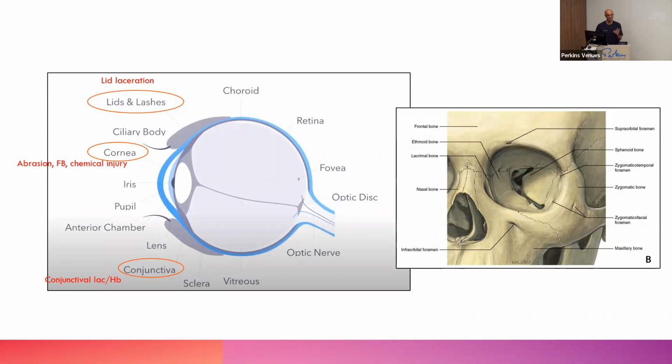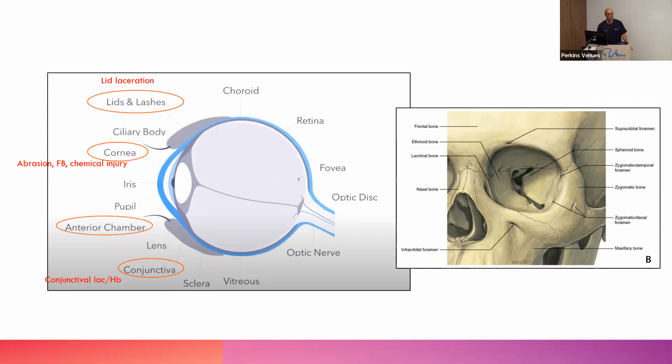Subconj hemorrhages can happen spontaneously as well. Often they do for no reason, just a burst blood vessel. If there's no history of trauma, they're generally innocuous. So a subconj hemorrhage in the absence of trauma is usually self-limiting, will go away on its own. You'll probably know someone that's had one if you ask around.